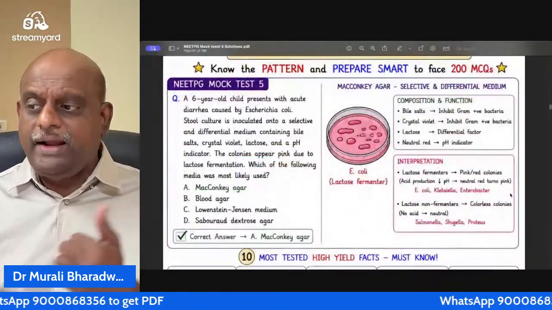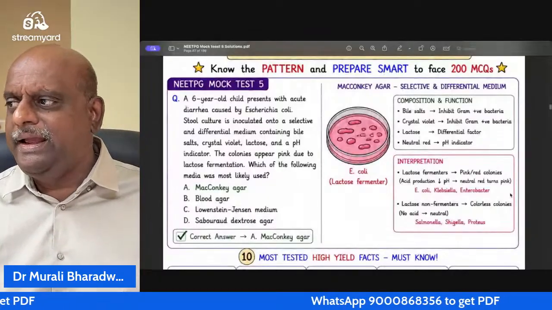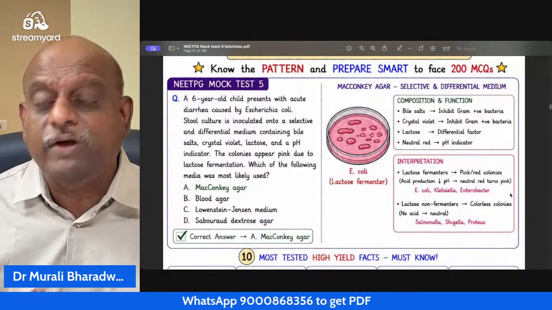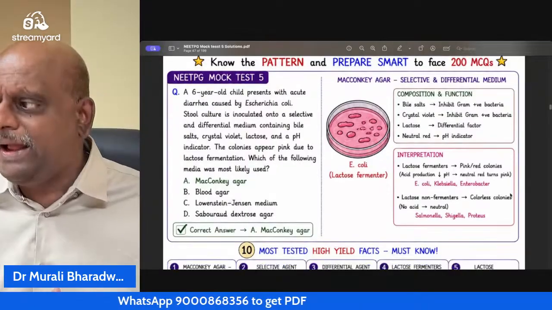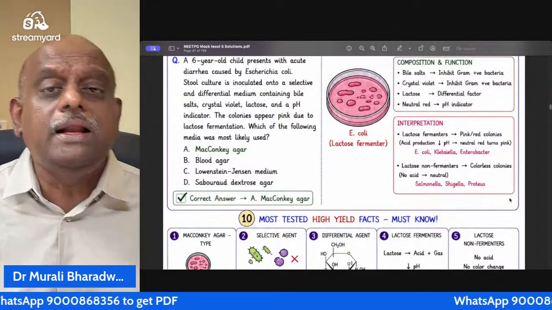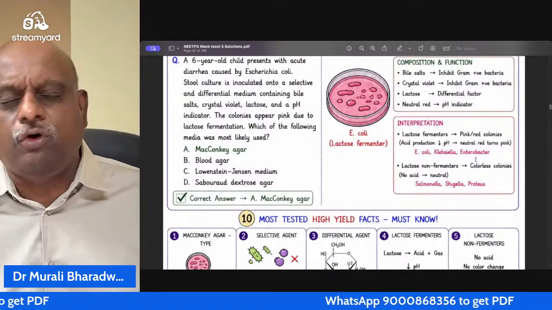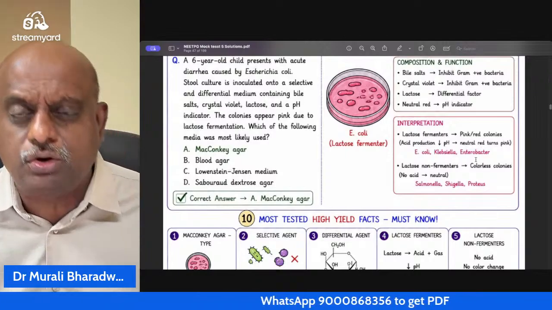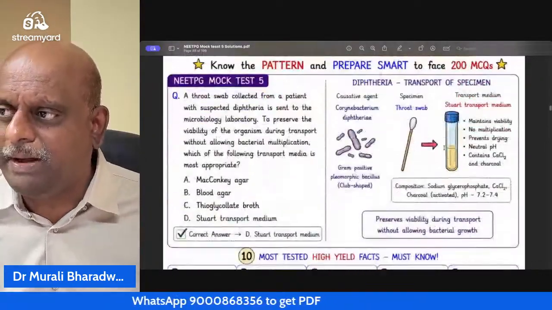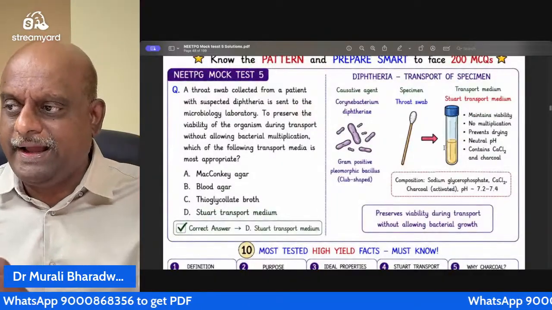6-year-old with acute diarrhea with E. coli. E. coli, the gram-negative organism, typically is identified on MacConkey agar. Lactose fermenters like E. coli, Klebsiella, Enterobacter form pink-red colonies. Whereas Salmonella, Shigella, Proteus, they are all the lactose non-fermenters, and form the colorless colonies on the MacConkey agar is what you need to remember.